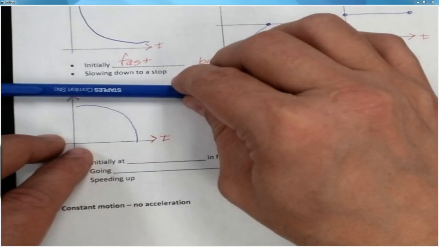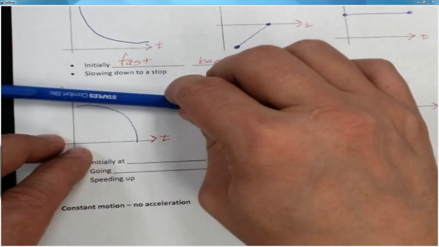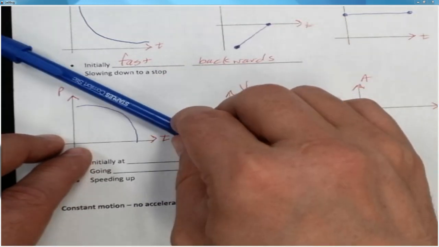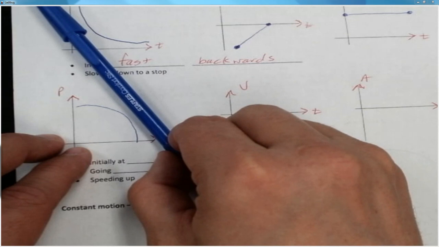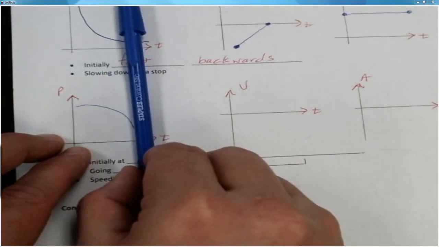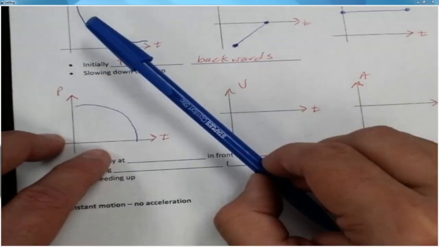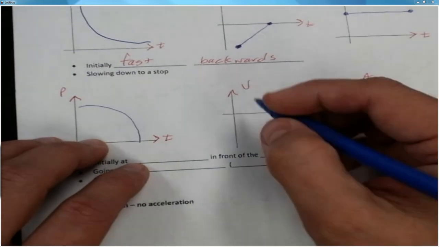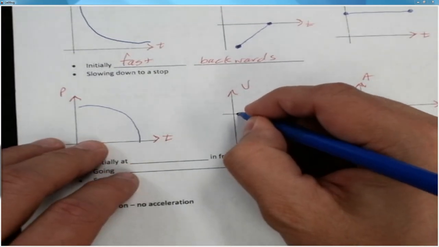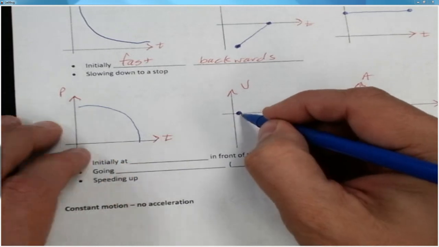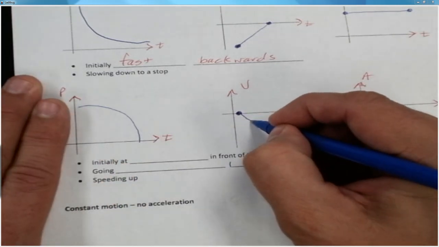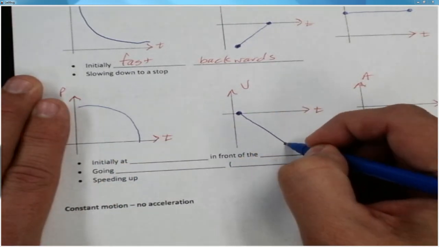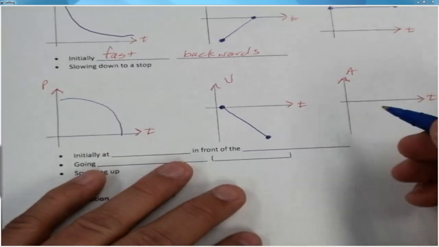So I start out at 0 velocity, and then I start having negative velocities that are bigger and bigger and bigger. So I'm getting faster and faster in the negative direction. I start out with 0 velocity here, and my velocity gets bigger and negative. So it's going down like this. So I'm going faster and faster, negative.